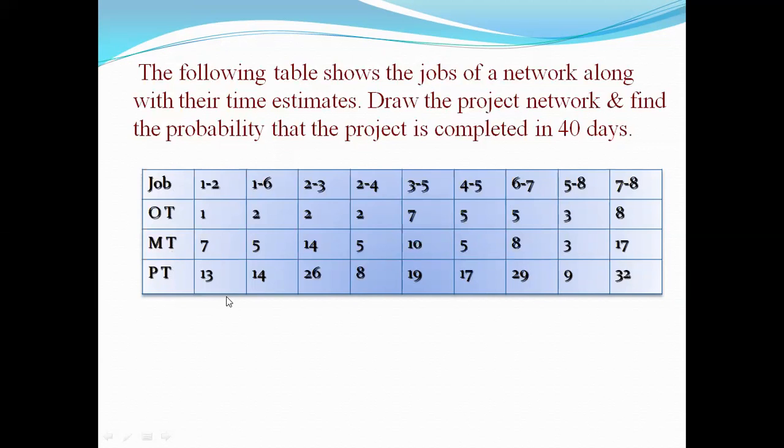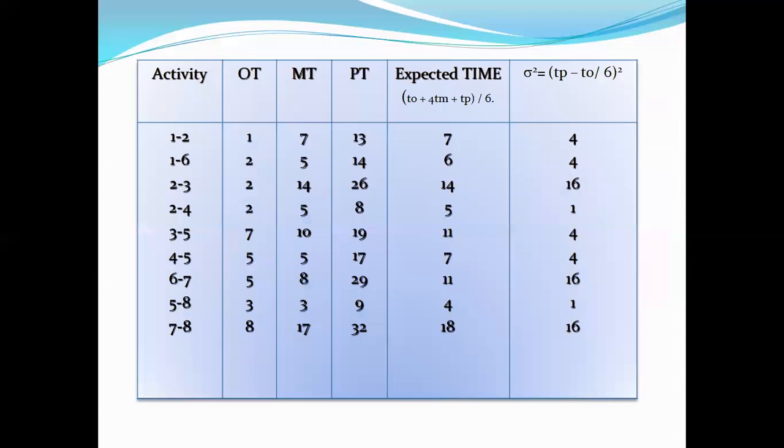So first of all we have to draw the network. How can we draw the network? First of all we formulate this table. Although this is the event, we have to calculate the activity time. So event 1 to 2 is carried out with the activity. So we formulate the table for 1, 7 and 13. The expected time formula written over here is (T naught plus 4 Tm plus Tp) by 6. The value comes out to be this. How do we calculate the variance? Similarly, with the help of this we calculate the variance. So for the activities from 1 to 2 up to 7 to 8, we calculate each expected time and each variance.